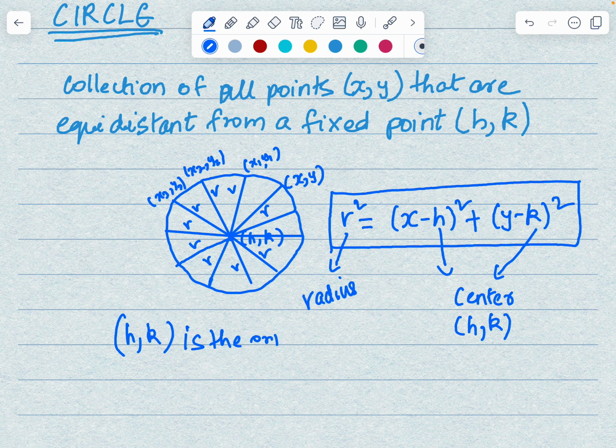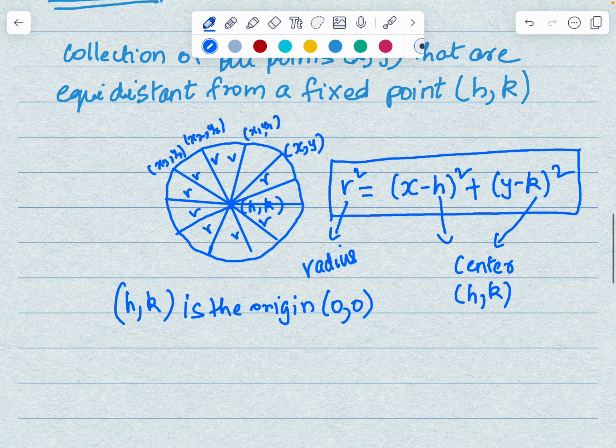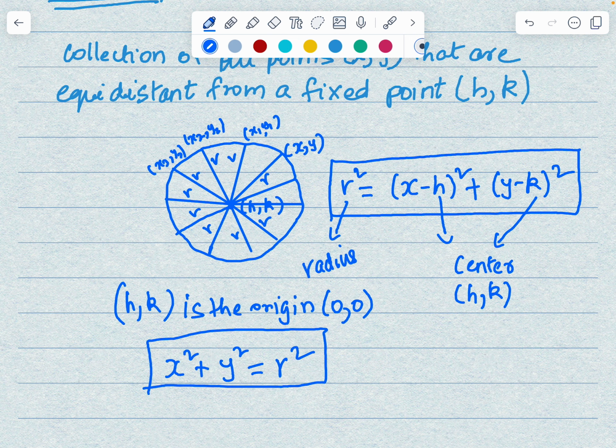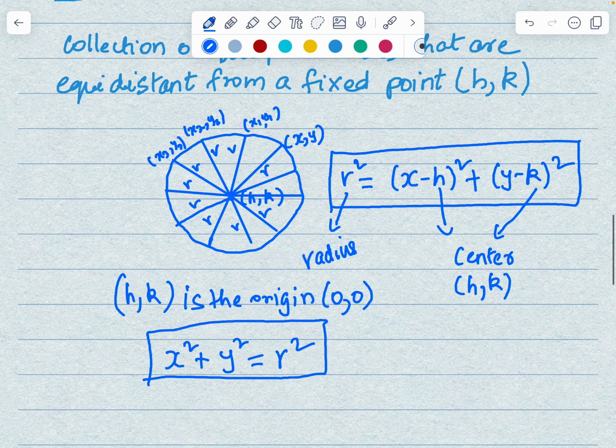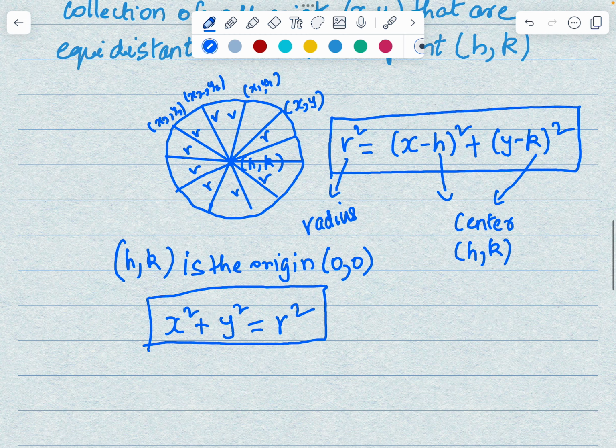Now, if this center point h comma k is the origin, which is nothing but 0, 0, then the equation of your circle becomes x square plus y square is equal to r square. Obviously, for h and k, I'm substituting 0, 0. So this is the circle. Circle is the easiest. We have seen a circle from elementary school onwards. You're just learning more and more things about the circle.